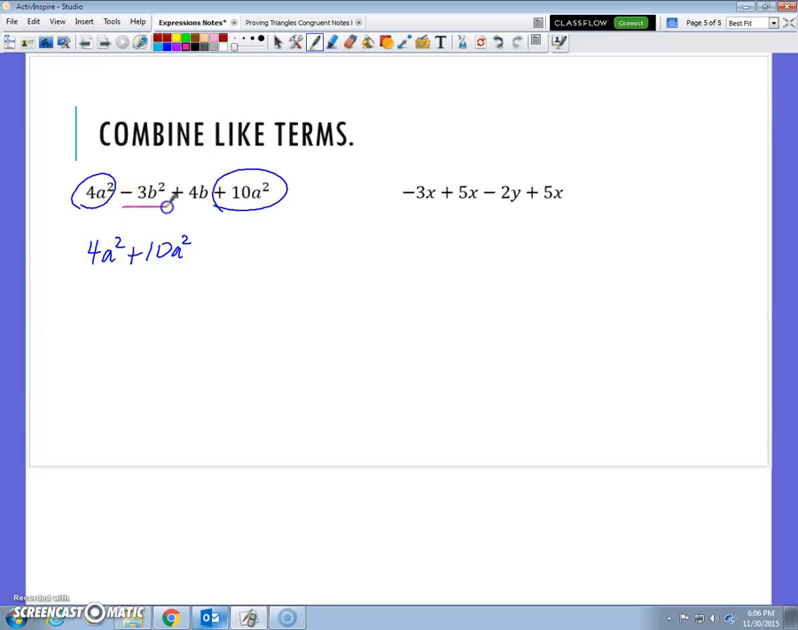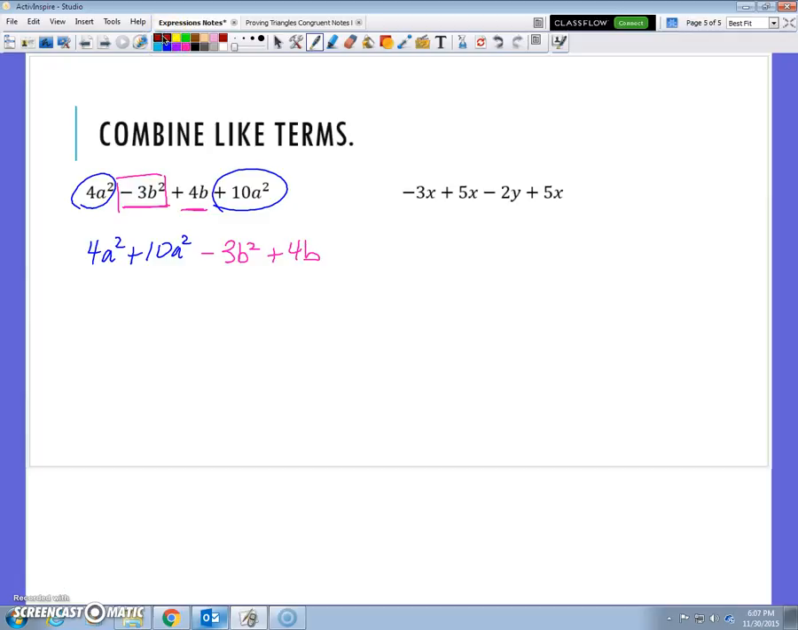Now, it's going to be tempting to put this b squared with this b, but to be like terms, they have to have the same variable and the same exponent. So this guy is separate from this guy. All right, so I'm just going to write negative 3b squared plus 4b. I'm not able to combine those together because they're not the exact same variable with the exact same exponent.